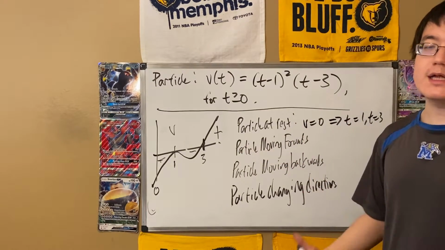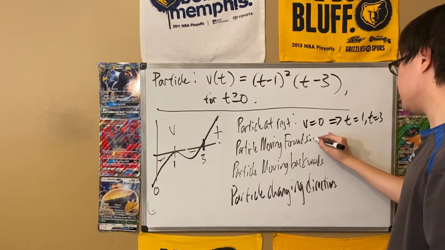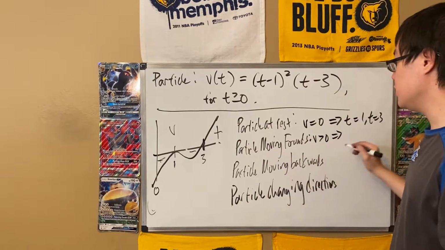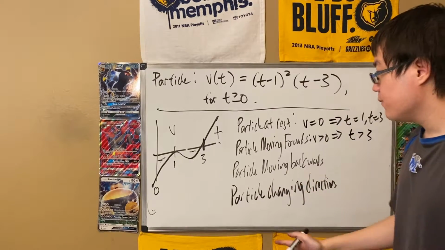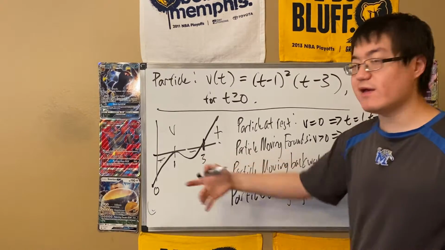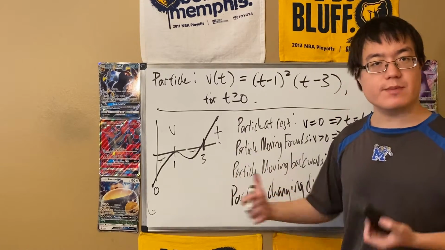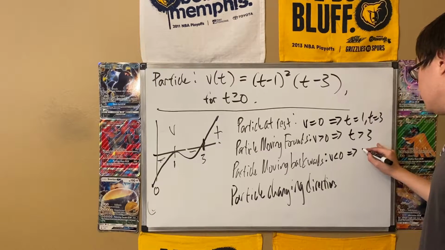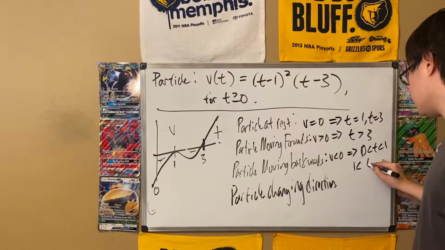Particle moving forward, well, that's when your velocity is positive. So you're going this way. So that's when velocity is positive. Looks like in this guy right here, it's going to be from 3 to infinity, or times greater than 3. Then particle moving backwards, well, that's the reverse, that's when velocity is negative. Looks like we have two intervals here, from 0 to 1, 1 to 3. Be sure to not include 1 because at 1 the particle is at rest, so it can't be moving backwards. So it's going to be from 0 to 1, and then 1 to 3.